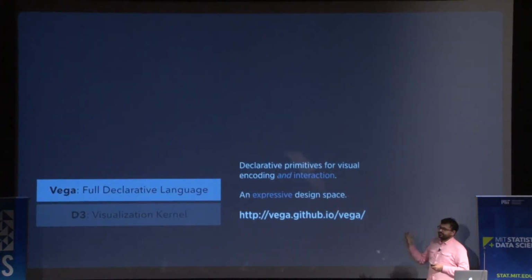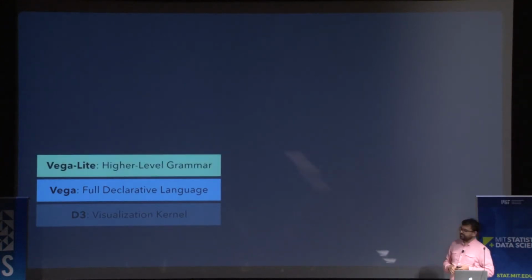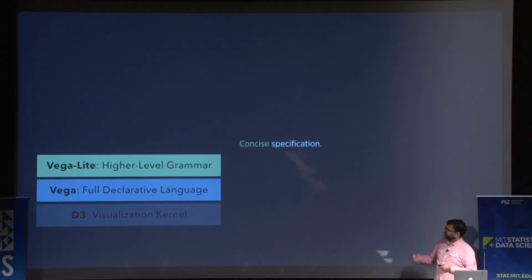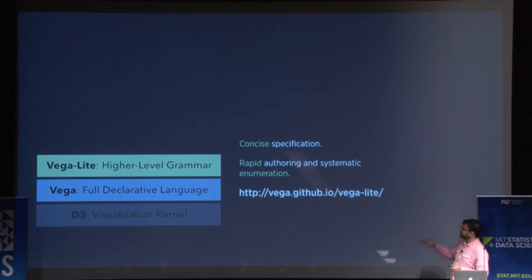But the problem with all of those is those JSON objects can get very long and verbose. And so if you're a data scientist and you want to rapidly create these visualizations, that can start to become tedious. So we move up the ladder of abstraction with Vega Lite, and we really focus on concise specification. And it has this really nice property that we'll see about being able to systematically enumerate the design space. And again, an open source project.